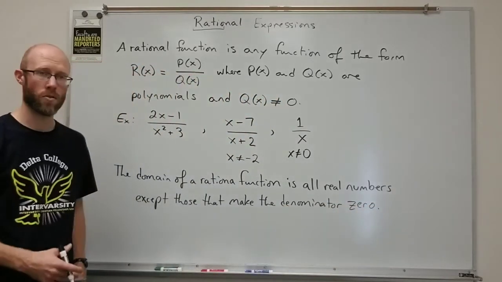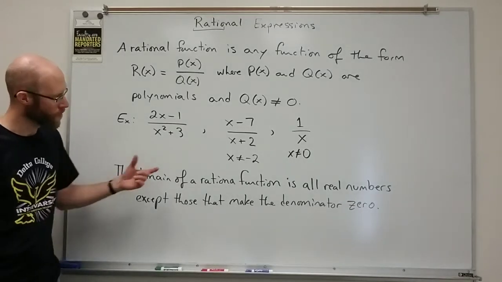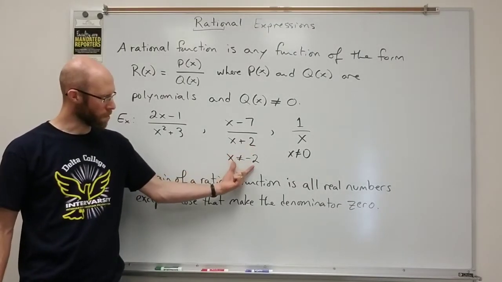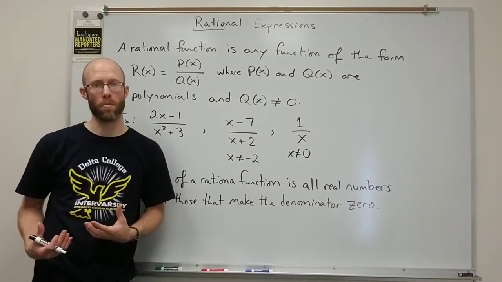Okay? So that's going to be your domain. Anytime you have a rational function, if you identify the numbers that make the bottom 0, those are the things you exclude from the domain. Okay?